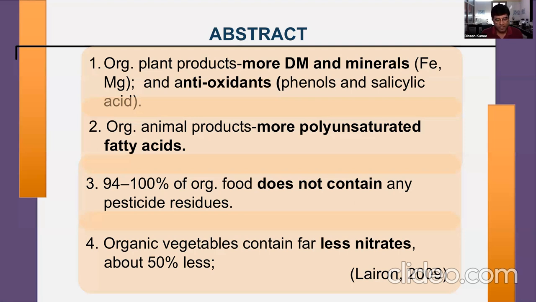For example, in one study, I forgot the name of the researcher, they did a study on rats. They divided rats into two groups, an equal number of rats, consider 10 in each group. The same quantity, say 200 grams, of food was given to both groups. One was organic food, the other was conventional food. The rats fed organic food finished the food much earlier than those fed conventional food. So that means it was tasty. Therefore, the rats finished the food early. Such kinds of experiments are conducted to see the taste of products.